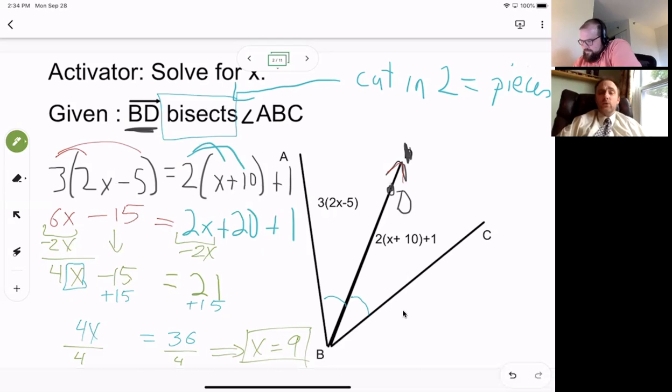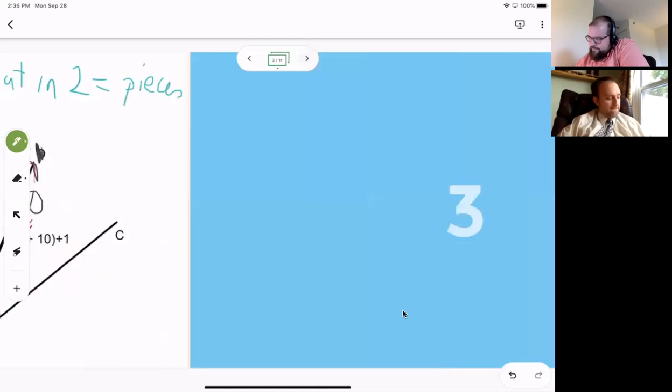To double check that you are right, if you wanted to plug back in, you could plug in for the x there and the x there. And if you get the same answer, then you did it right. Cool. And this one is not telling us that we want the values of each angle, so we don't have to plug it in to get those, just to check our work.